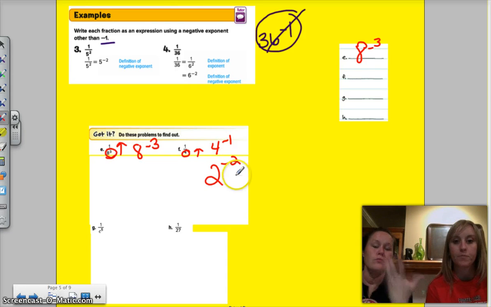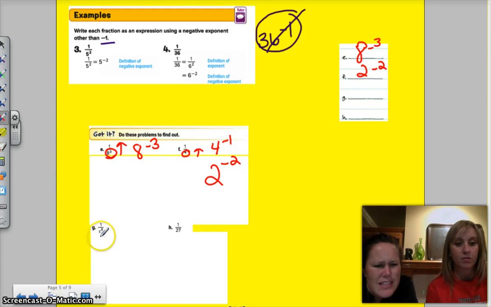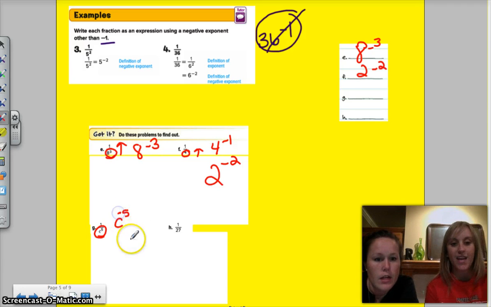Yep. So 2 to the negative 2. I guess it would be down one more exponent. Yep. All right, c to the, good grief, these are small. c to the 5, it's going to go up, we moved it up, so make it a negative.